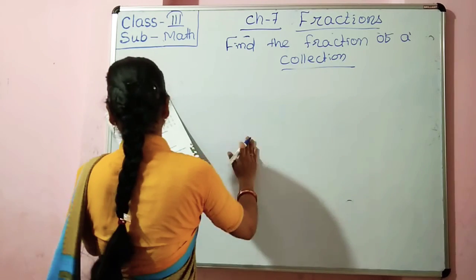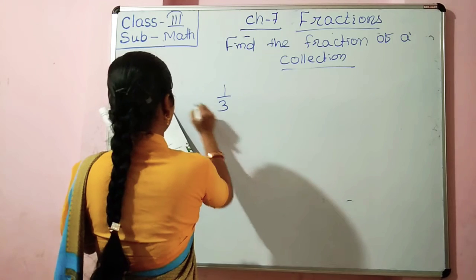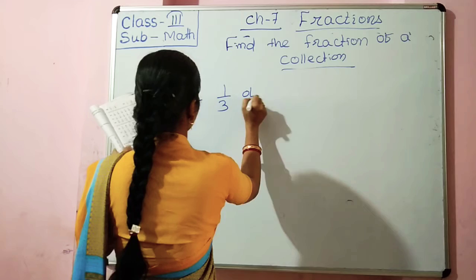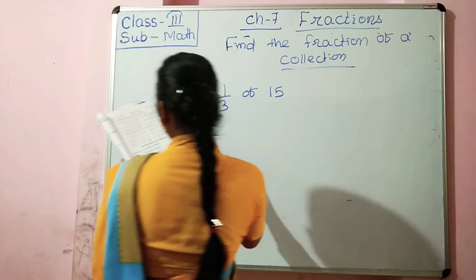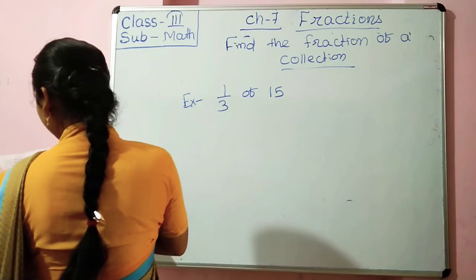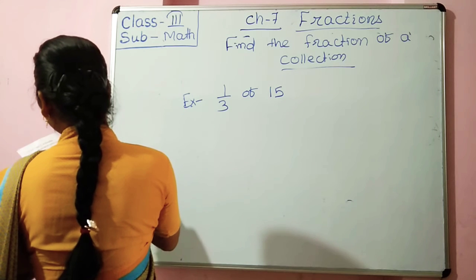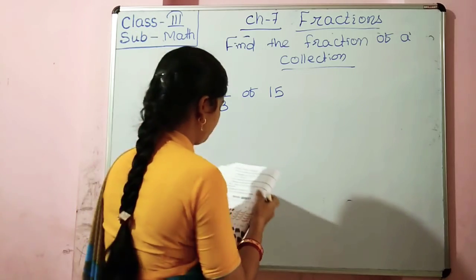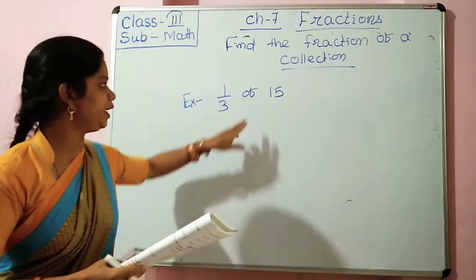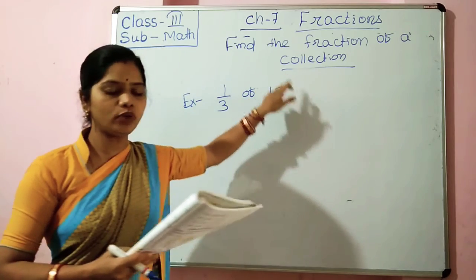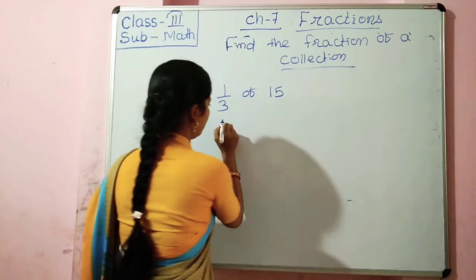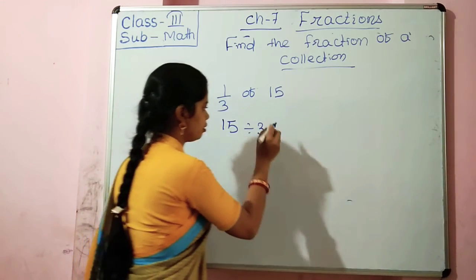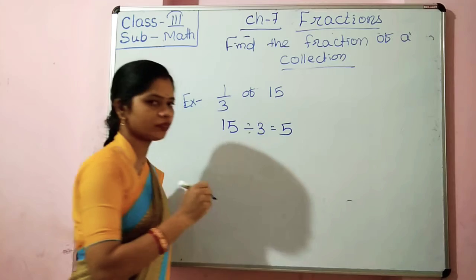Let's see an example. Suppose 1 by 3 of 15. Look, here we divide the 15 into 3 equal parts. Here the answer is 5.